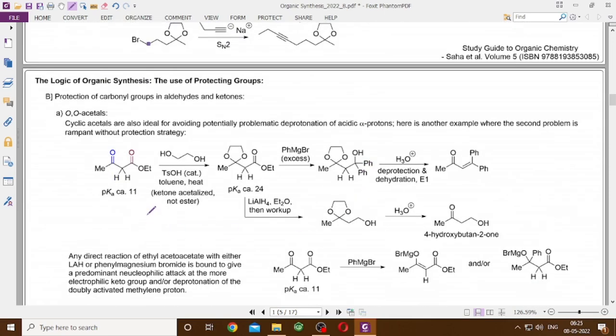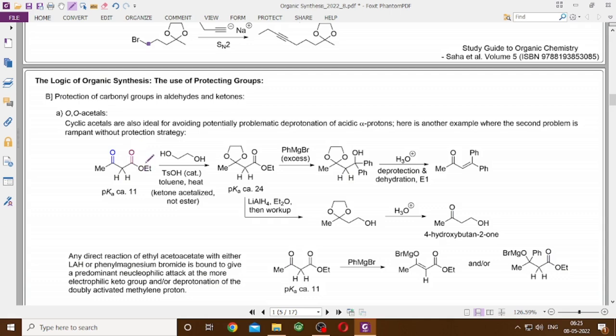The next example is ethyl acetoacetate. You can protect the keto group of ethyl acetoacetate with a cyclic acetal. Obviously esters are less reactive, so the ketone will be protected. Now suppose you have been asked to synthesize this molecule from ethyl acetoacetate. That will require formation of a tertiary alcohol on this site and no reaction at this site.